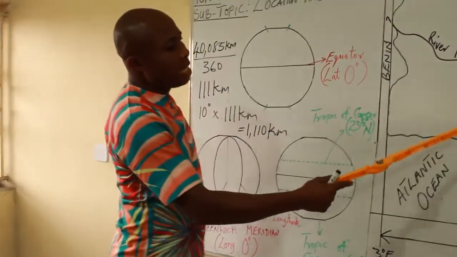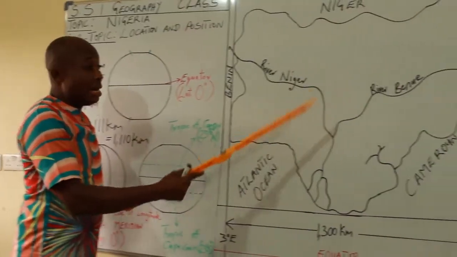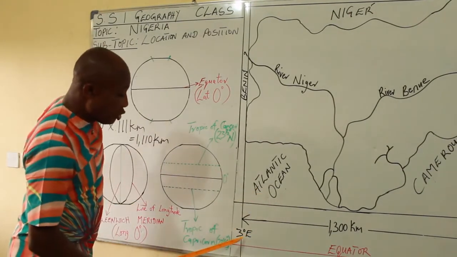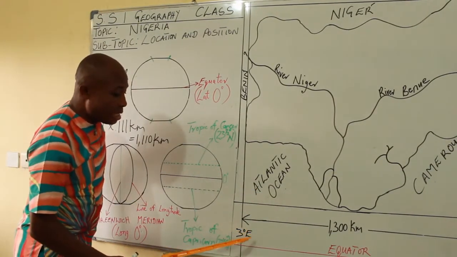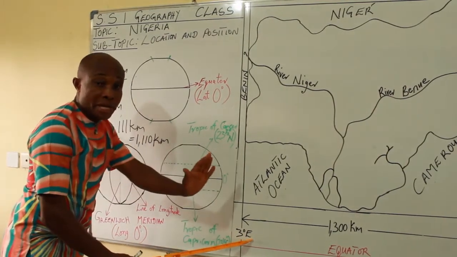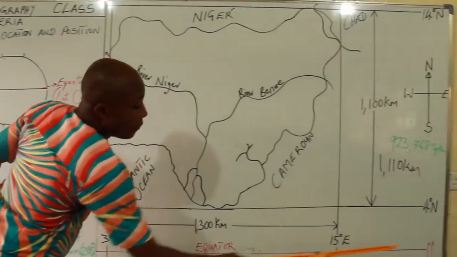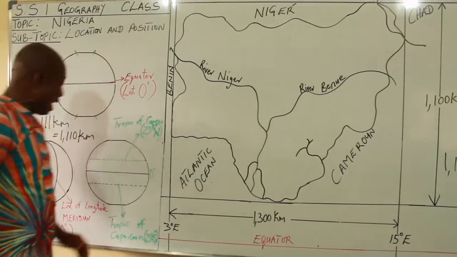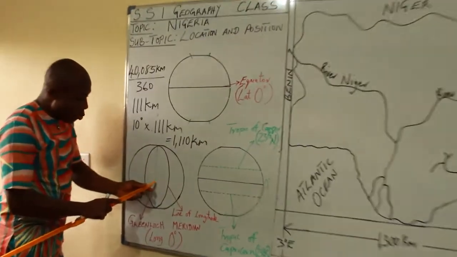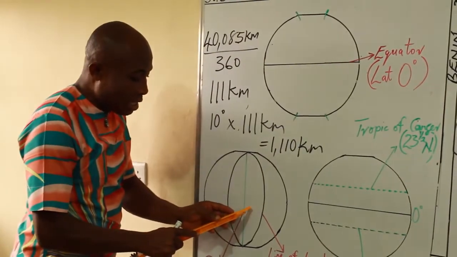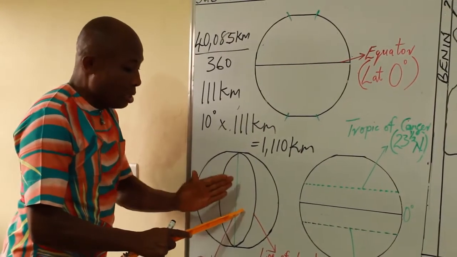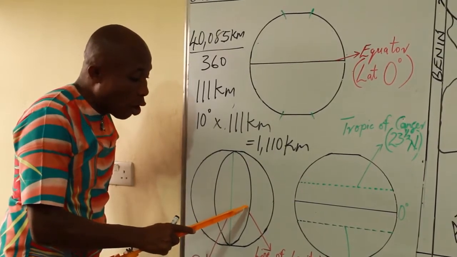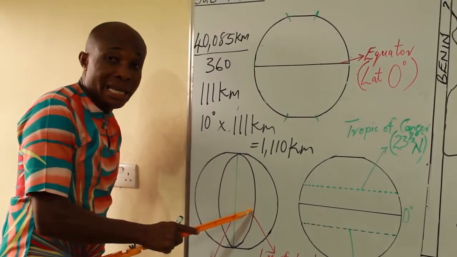And when you look at Nigeria here as a country, Nigeria is situated within 3 degrees east of the Greenwich Meridian to 15 degrees east of the Greenwich Meridian. That means from here, when you move a distance of 3 degrees, you can now say you have entered the country, Nigeria. And you can also move up to 15 degrees east.